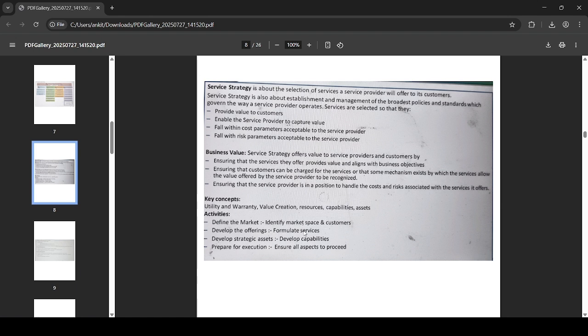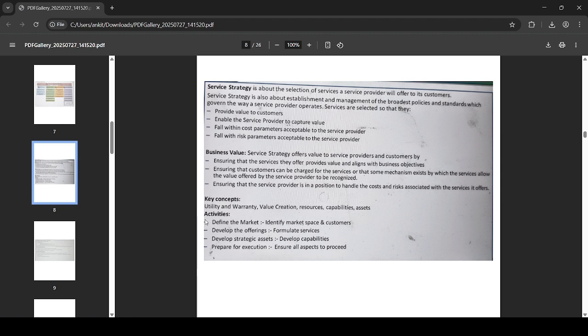The service provider also ensures in the service strategy that it is in a position to handle the cost and risk associated with the services it offers. So basically, what all the cost and what all the risk, because when we are deciding our service strategy, then we also have to decide the risk. So the service provider will be able to handle the cost and risk associated with the services it offers. The key concepts are utility and warranty, value creation, resources, capabilities, assets.